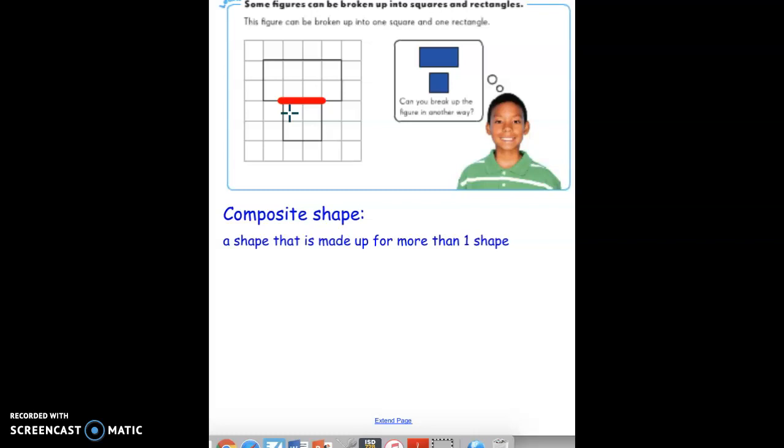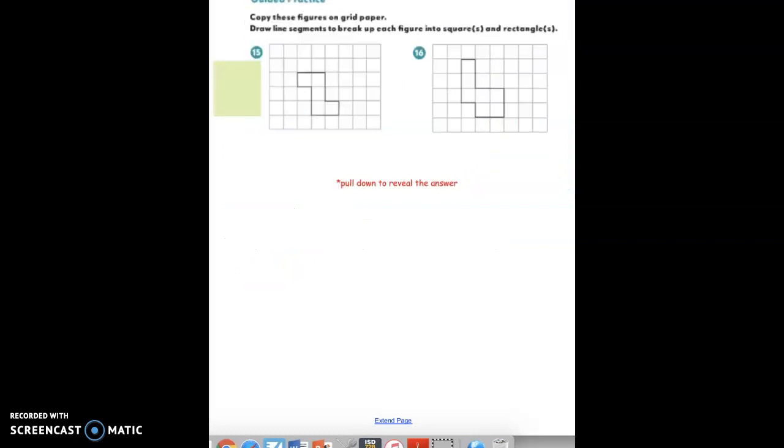Why would I have to do this? It's going to make your life easier when we start area and perimeter, and you're trying to solve sides that they don't tell you how long they are. So let's move ahead. Let's look at this one. How would you divide this one?